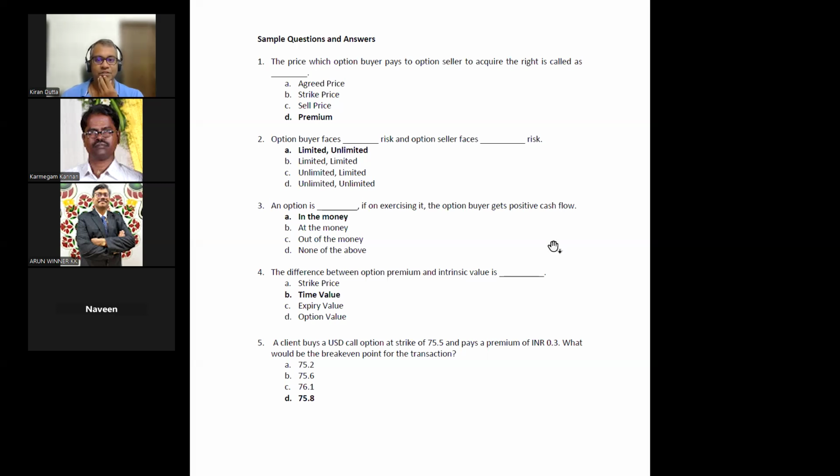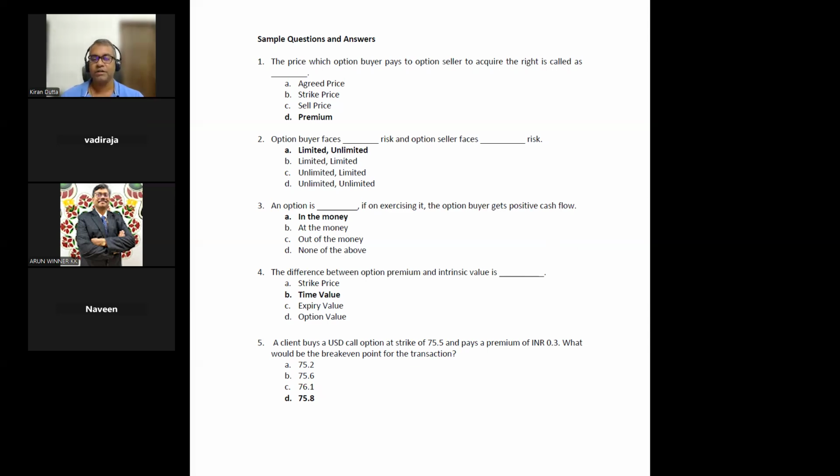Option is dash. If we discuss this again in detail, what is that one which gives you the positive cash flow? ATM, OTM, and ITM. Which one is that? In the money. Profit means in the money. ATM is always zero. OTM will always give you the negative. Your option always gives you the money when it is in the money.